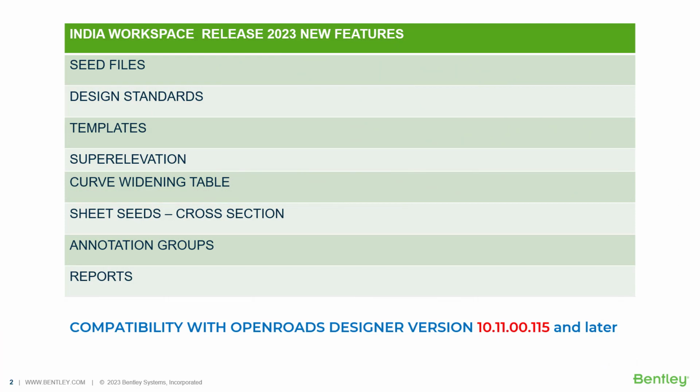So this release 2023 consists of these new features and I'm going to present each of them. This release consists of the addition of new seed files, the design standards, the templates, super elevation, curve widening table, sheet seeds for cross sections, annotation groups for these sheet seeds, and a few new report formats.